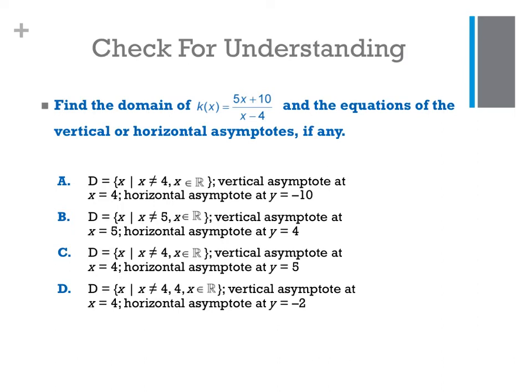Okay, so we're looking at the domain of this function, k of x. Again, it's a rational function because we're dividing two polynomials. We're dividing a degree 1 polynomial on top because our exponent in the numerator is a 1. Highest exponent is 1 here. Highest exponent is 1 on bottom.